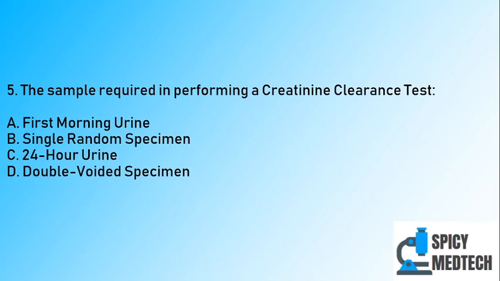Number 5. The sample required in performing a creatinine clearance test. A. First morning urine. B. Single random specimen. C. 24-hour urine. Or D. Double voided specimen. So the answer for number 5 is letter C, 24-hour urine.